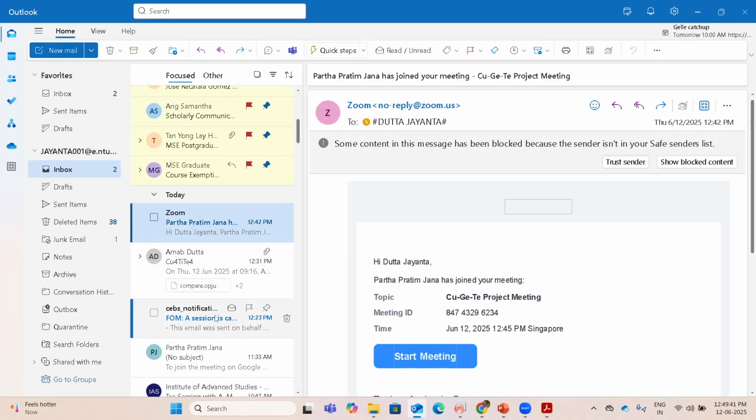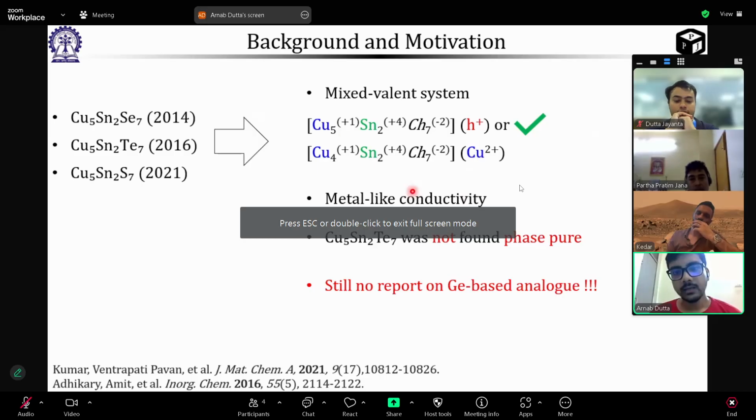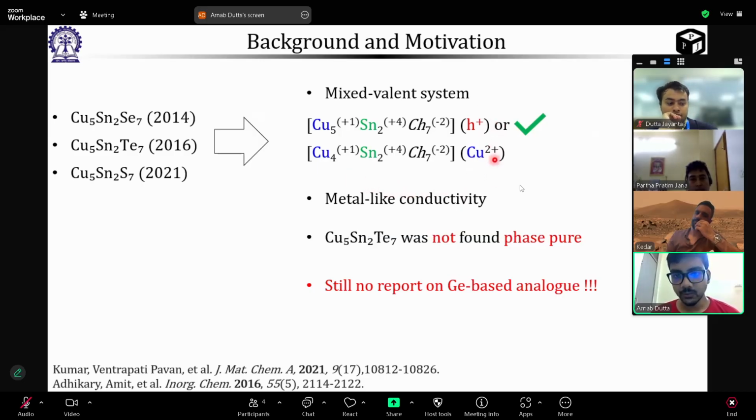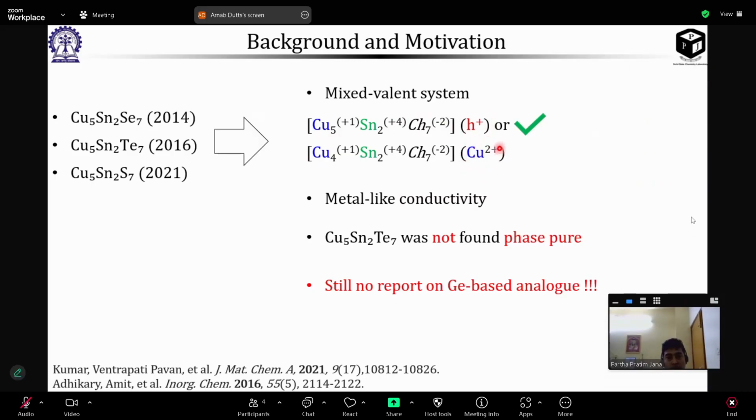So the main thing is that this compound is mixed valent. If we have a mixed valent system, then we can suggest the charge balance in these two ways. One is considering holes, and another is we can consider a copper 2 plus ion present here. So people suggested this fast charge balance system where holes are present, and that is why they said the metal-like electrical conductivity is present here. And this copper 2 plus is not possible in copper-based chalcogenide systems, and is very rare in some cases. Also, the copper 5 tin 2 tellurium-7 was not phase pure, and copper telluride and tellurium are present as impurity phases.